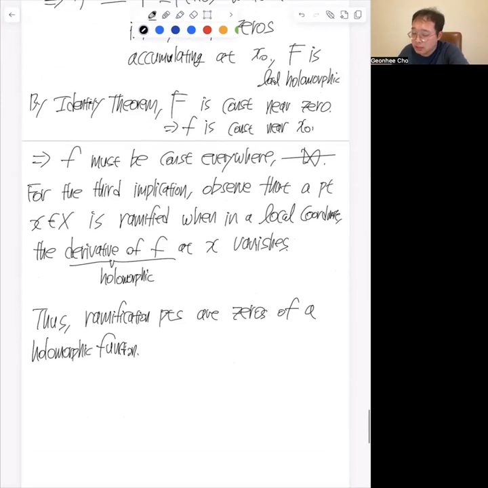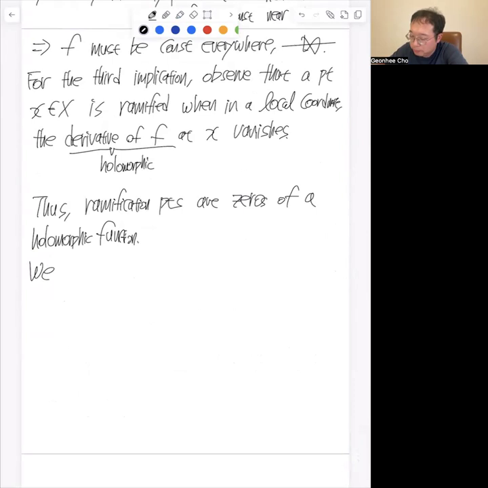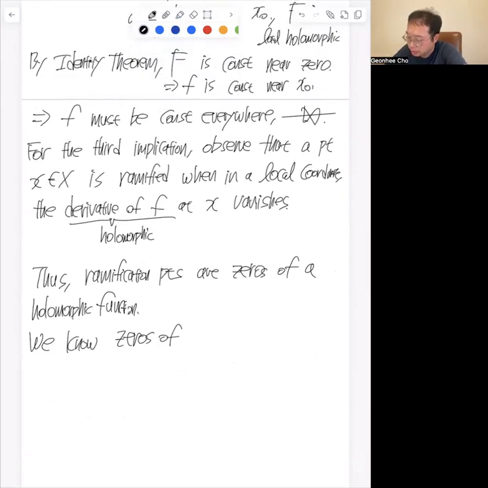So we know such zeros are isolated. We already argued several times regarding this type of statement. So zeros of a holomorphic function are isolated by the identity theorem. Because we said f is non-constant, we can argue like this. So because of that, we can say the set of ramification points is discrete.